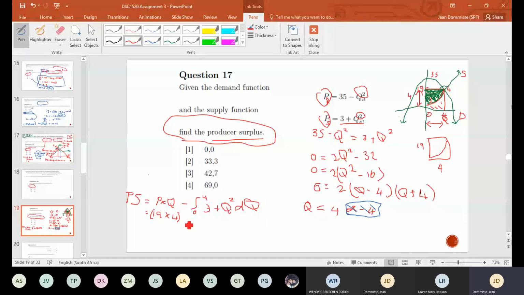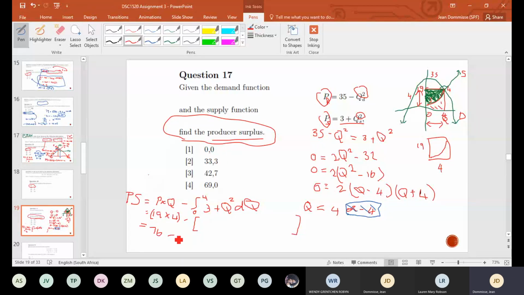Now how do you do that part? Okay, so let's first do this part. This is the easy one. 19 times 4, which is 76.